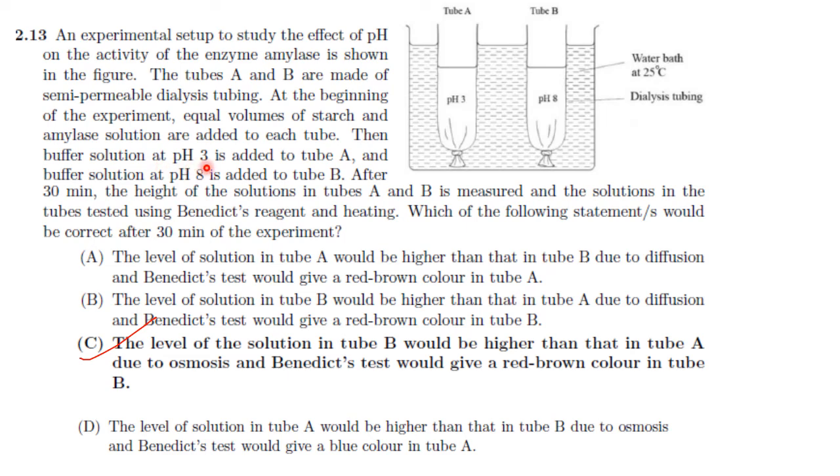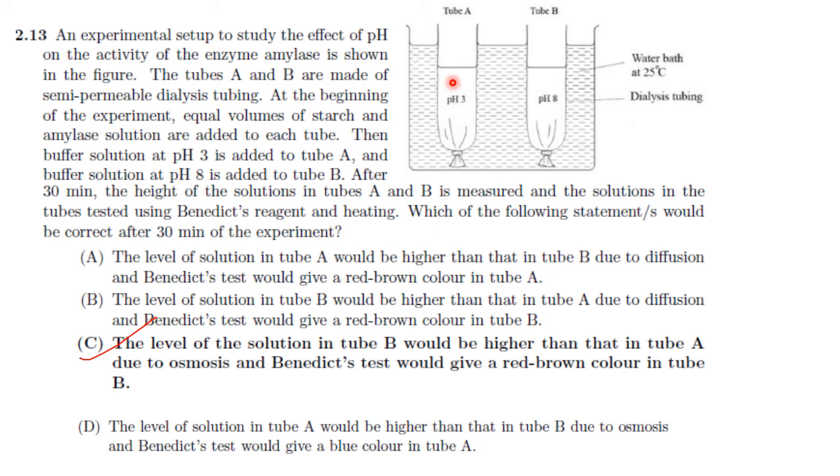Then buffer solution at pH 3 is added to tube A. So this is tube A where the buffer solution at pH 3 is added, and buffer solution at pH 8 is added in tube B. After 30 minutes, the height of solutions in tube A and B is measured and the solutions in the tubes tested using Benedict's reagent and heating. So Benedict's reagent was used to detect the presence of maltose. Which of the following statements would be correct after 30 minutes of the experiment?